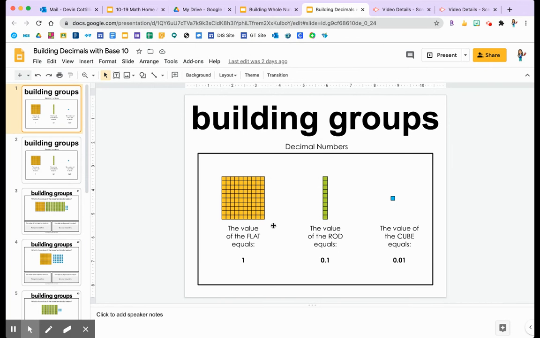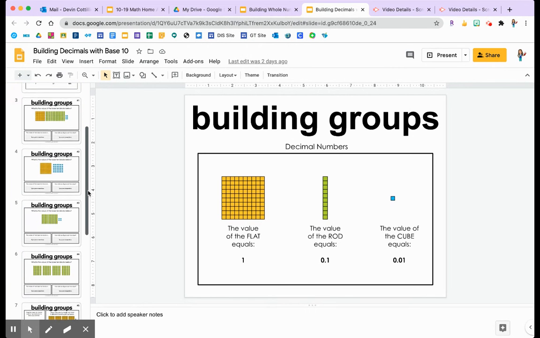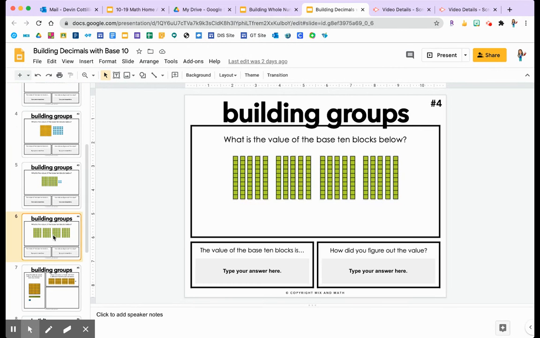So we have to relook at our base 10 because now they have a different value because we're working with decimal numbers. Your flats are now worth 1. Your rods are worth 1/10, and your cubes are worth 1/100th. So what you're going to do is it asks you, what is the value of the base 10 blocks below?